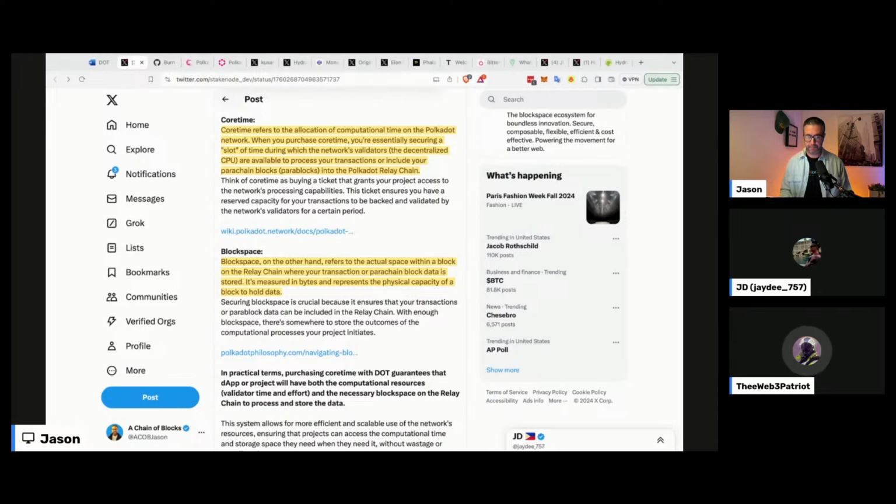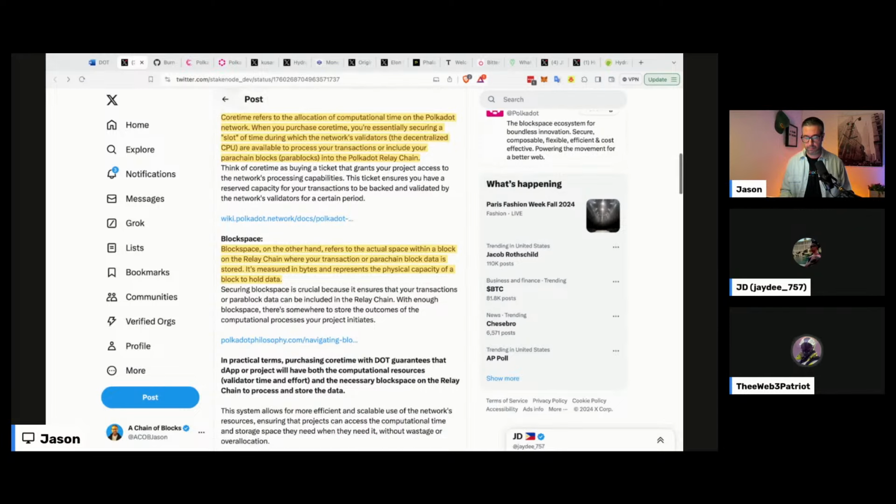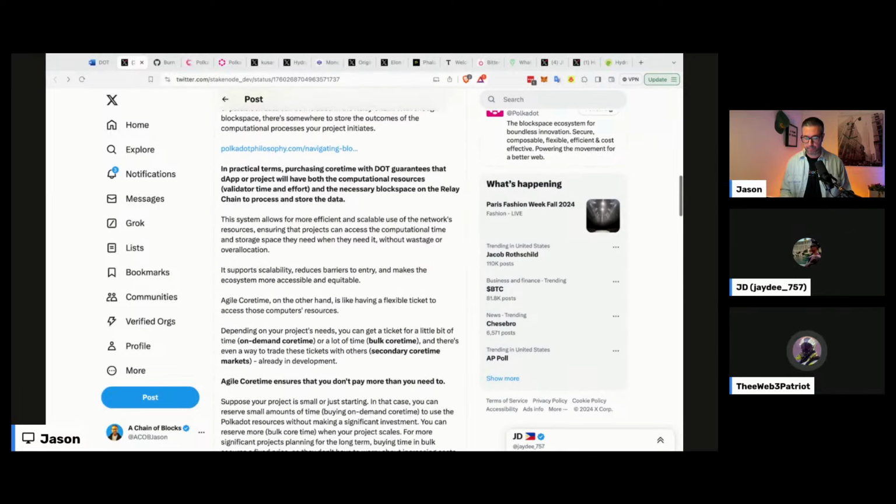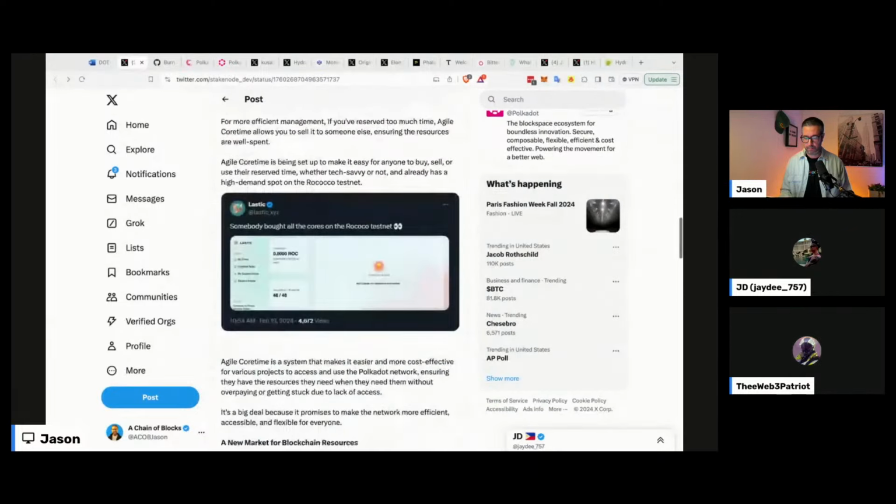Get in early and get some core time. Then when demand picks up and scarcity kicks in, you can sell core time on the secondary market at a more profitable price than what you paid for. So that's pretty interesting too, if that can play out like that.